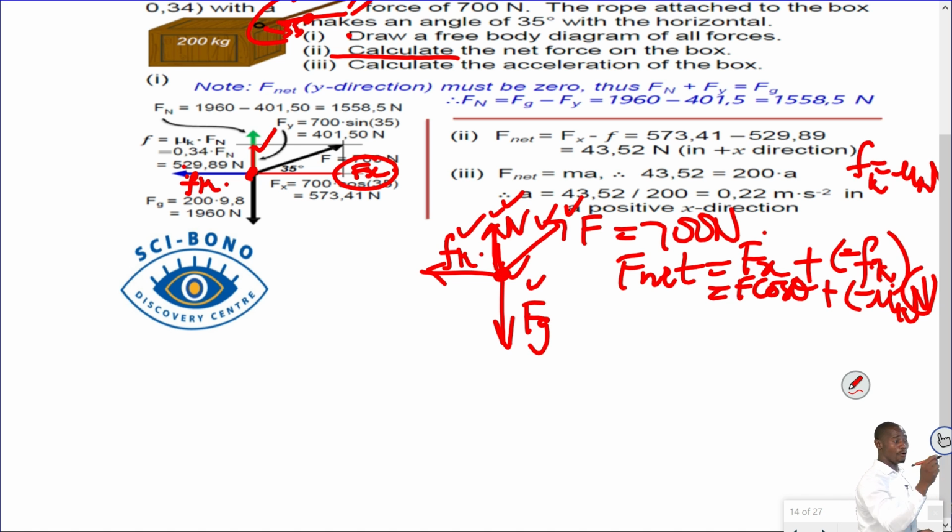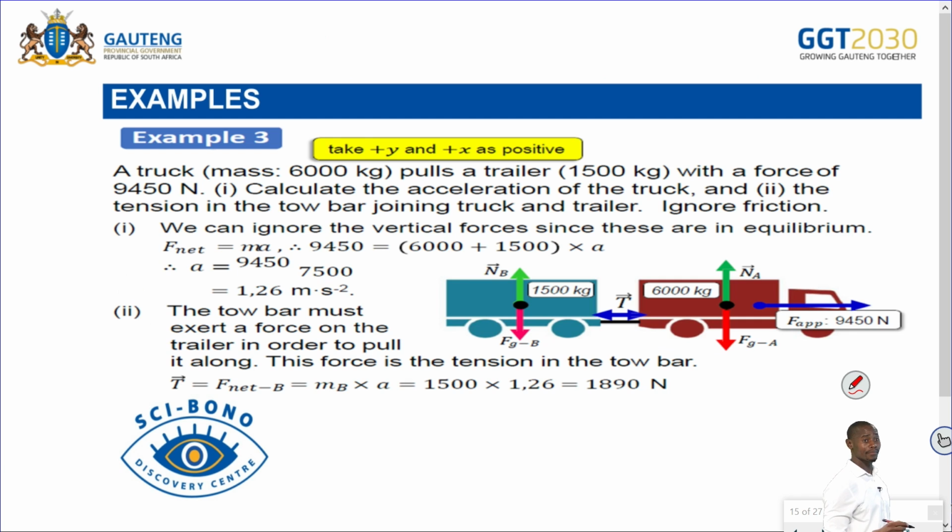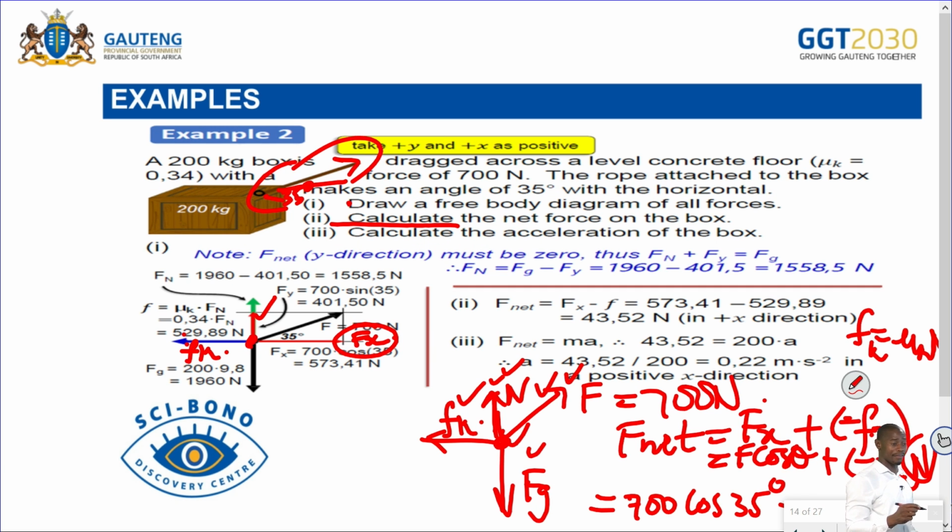My normal force is equal to F, which is 700, cos 35, minus... what is my mu k? I'm giving mu k there. The mu k coefficient is 0.34. So I will substitute 0.34 here.